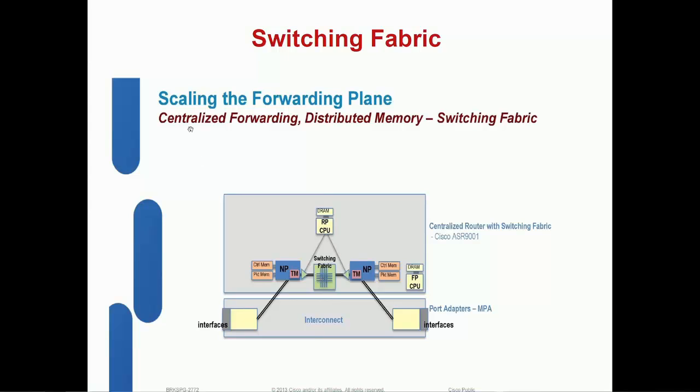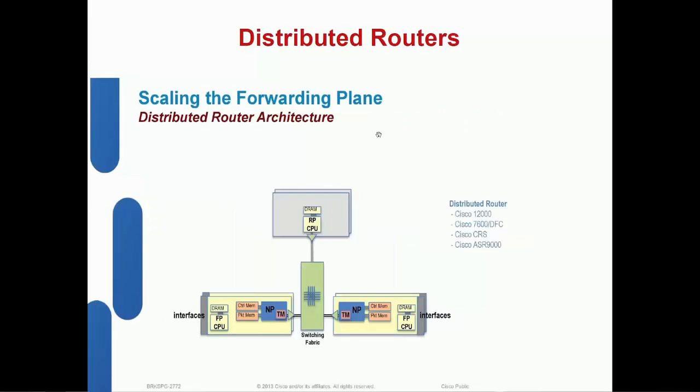In this case you have a centralized forwarding, but distributed memory. Centralized forwarding because you are using this network processor and route processor together, and distributed memory because each one had its own memory. So, the Cisco ASR 9001, which I showed you in one of the slides, had this, and then the next level.